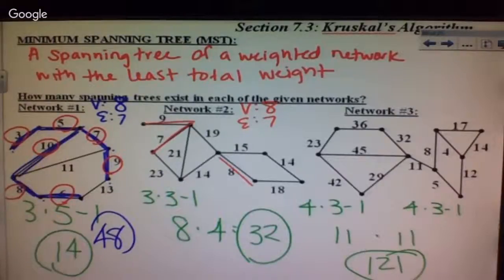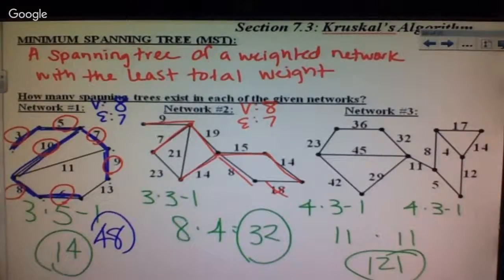Then 14, both 14s. Then 15 and 18. We can't use 18, that closes the circuit. So we have to jump to 19. 1, 2, 3, 4, 5, 6, 7. We have 7 edges.